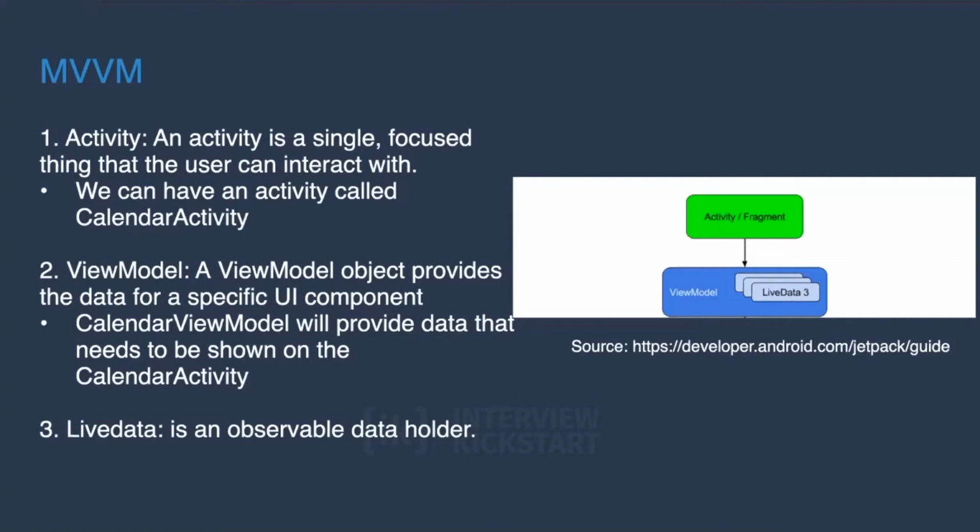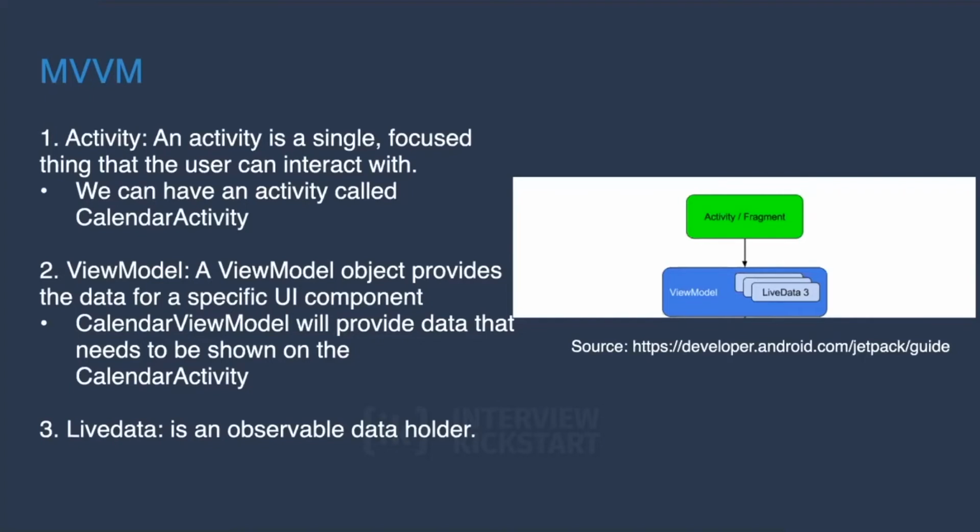Now, we also have one other thing, which is the live data that is incorporated in the view model. So what is live data? Live data is an observable data holder. That means other components in your app can monitor changes to objects using this holder without creating explicit and rigid dependency paths between them. This live data component respects the lifecycle state of your app's components, such as activities, fragments, and services, and includes cleanup logic to prevent object leaking and excessive memory consumption.